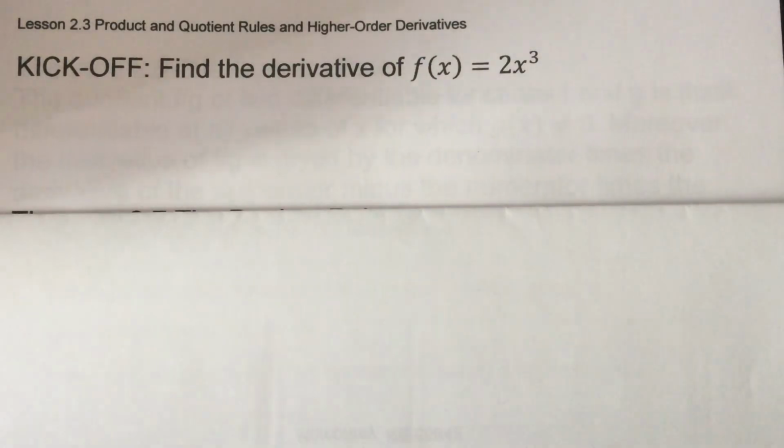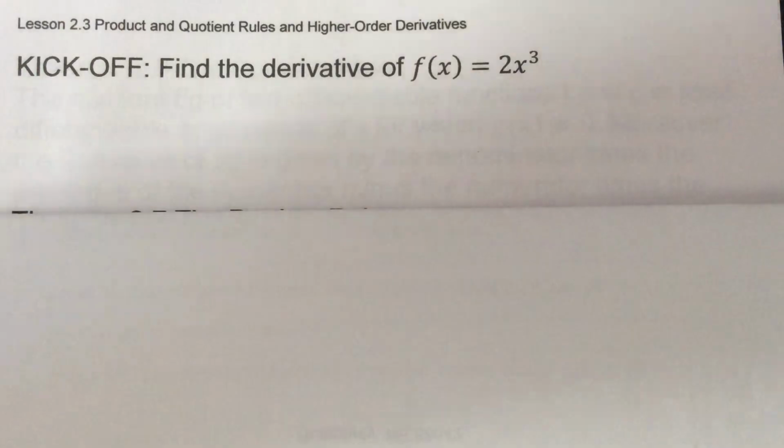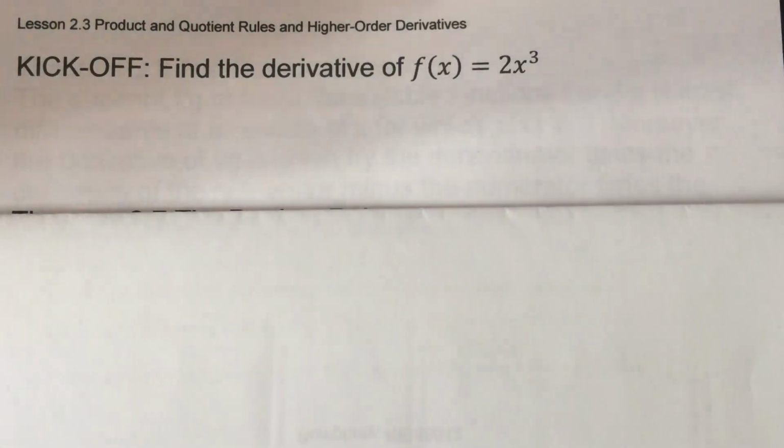All right, so lesson 2.3. We're going to get a little bit further into derivatives. We have some certain rules here, our product and quotient rule that we're going to get into shortly. But before we do that, kick off here from the last time.